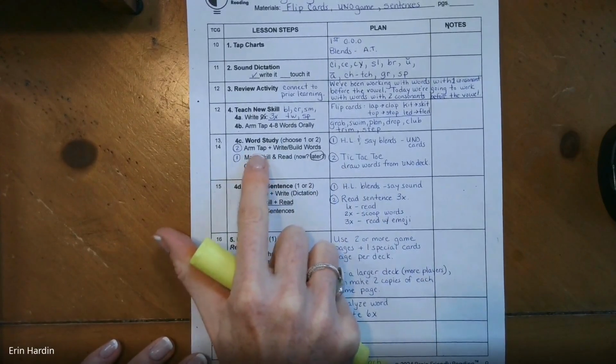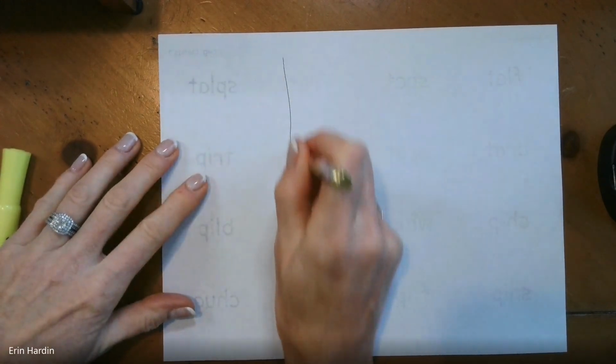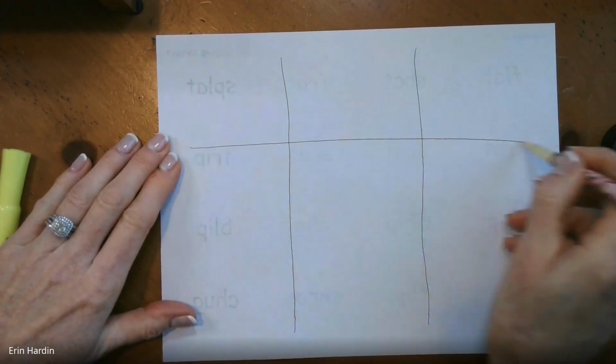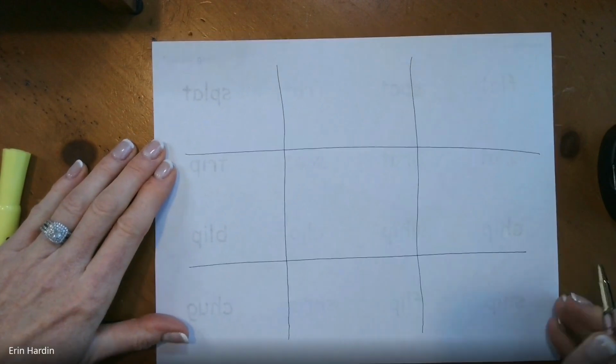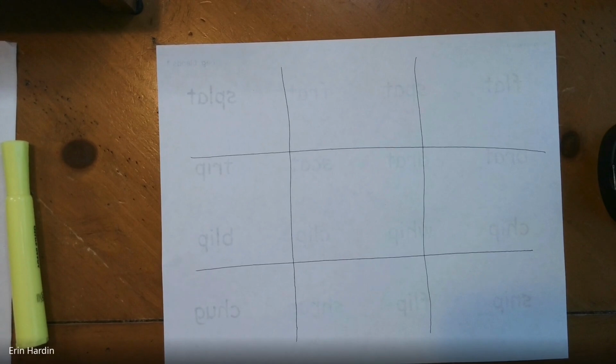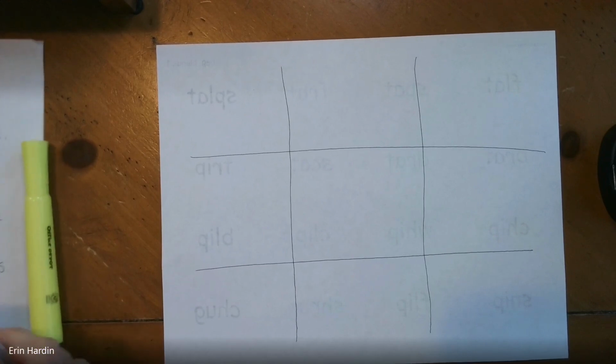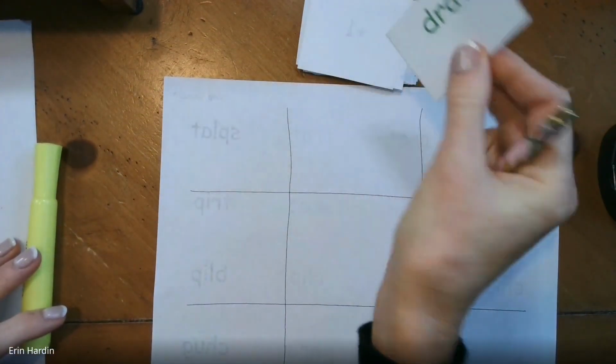The second thing that I'm going to have my students do is play tic-tac-toe. This is where they get the arm tap and writing in. So to play tic-tac-toe, you're going to have your students make a tic-tac-toe board. You can play this with a small group or one-on-one. In a small group, the teacher would dictate the words, and one student would be an X, one student would be O, and they would take turns writing the words that the teacher dictates. If you're playing one-on-one with a tutoring client, then you could take turns dictating each person a word.